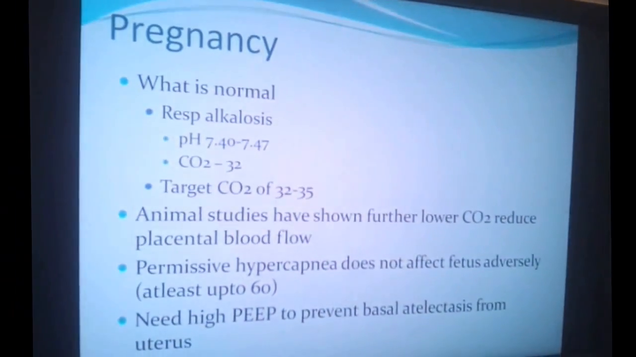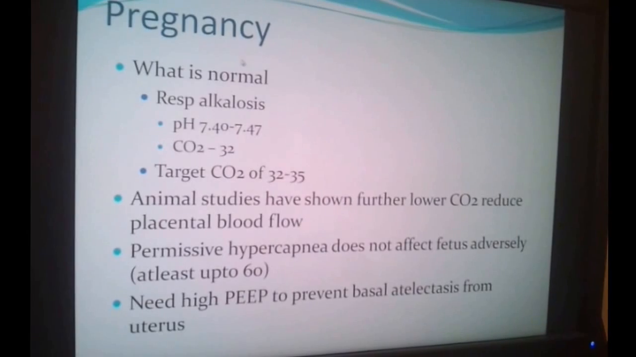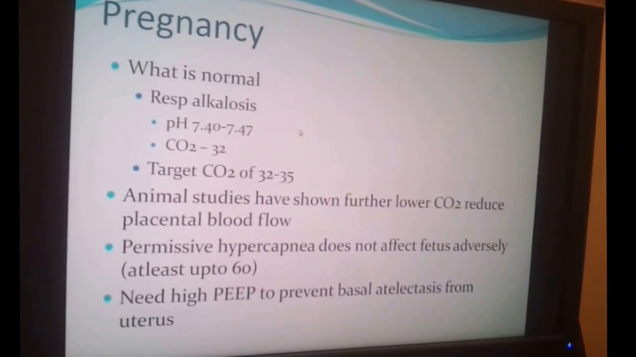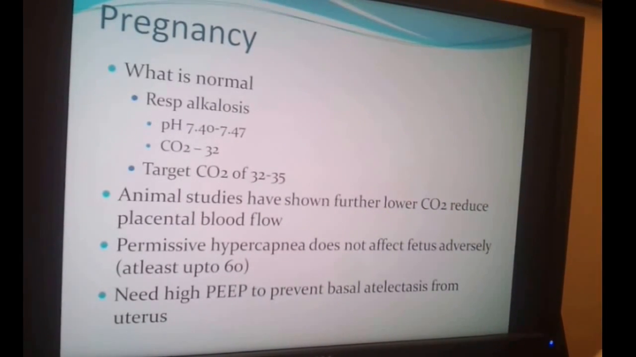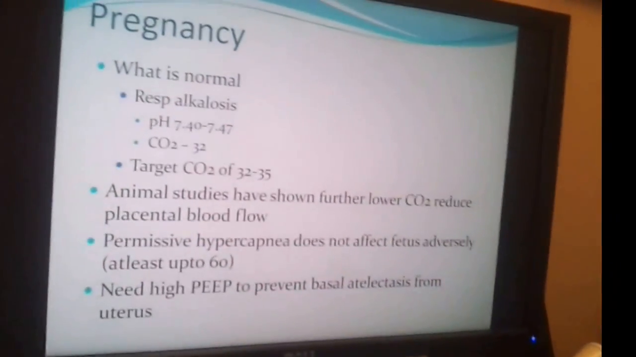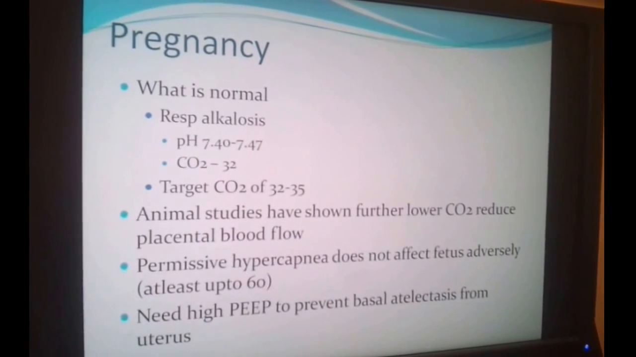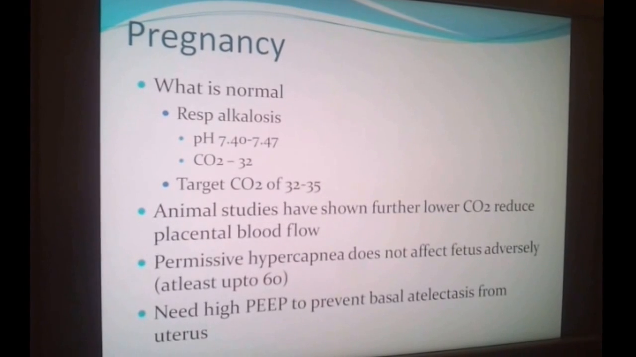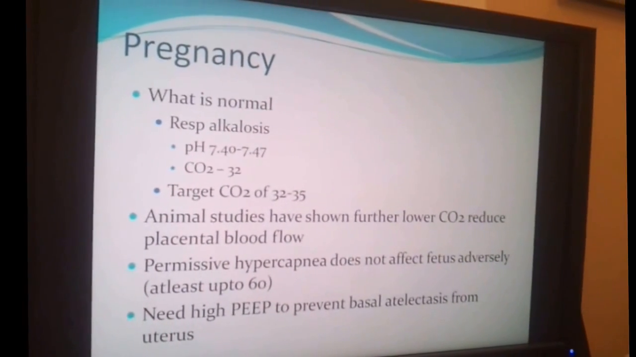Now, what if someone is pregnant and comes to your ED and requires a tube? It's a disaster, isn't it? So we should know what the normal is. The normal is respiratory alkalosis with a pH of 7.4 to 7.47 and a CO2 of 32. So our target CO2 in intubated pregnant women should be 32 to 35, which is different from a normal person, which is 35 to 40. Animal studies have shown that further lowering the CO2 reduces placental blood flow because it causes constriction. So do not reduce your CO2s any further than that.